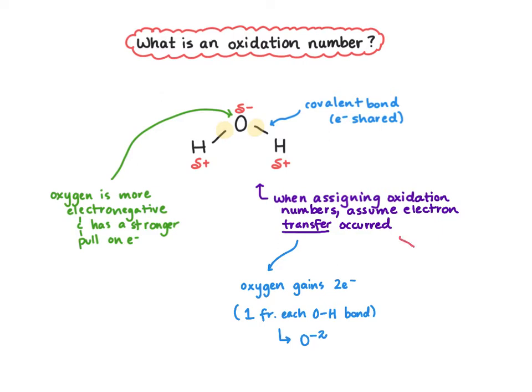We can also assume then that each hydrogen loses 1 electron. So the electron that's in its shared bond is lost to the oxygen. This is going to give hydrogen an oxidation state of +1. Now again, these are assumptions. Oxygen doesn't actually have 2 full extra electrons. It has a partial negative charge. But to keep track of where electrons are, it's much easier for us to assume that oxygen has taken hold of these electrons entirely and hydrogen has lost them entirely.